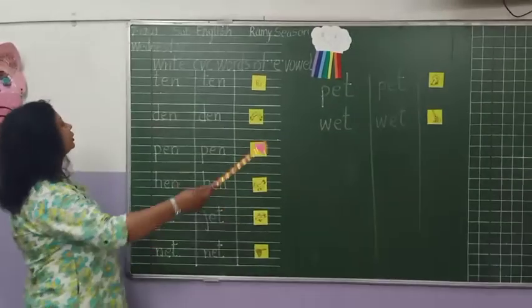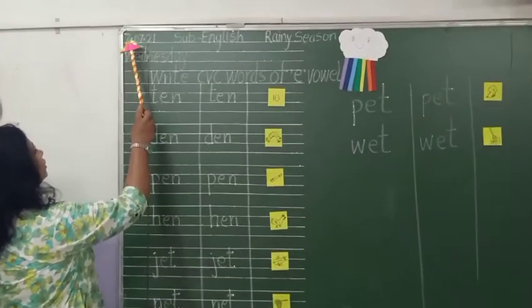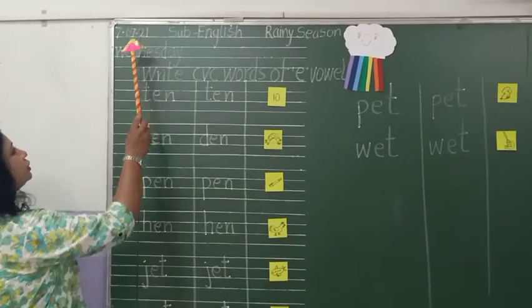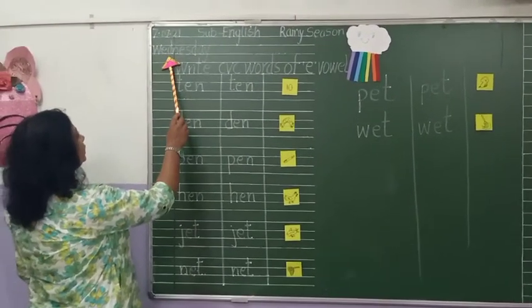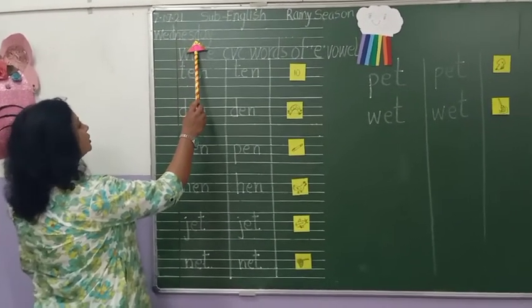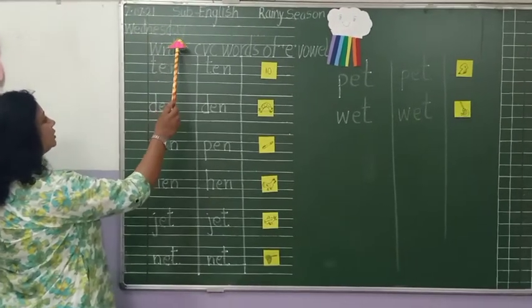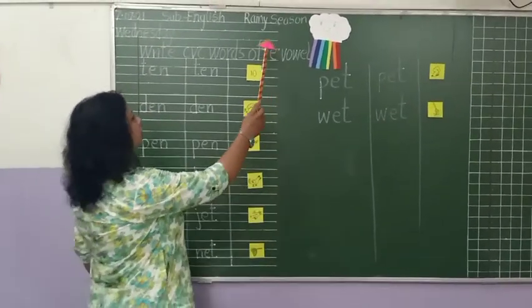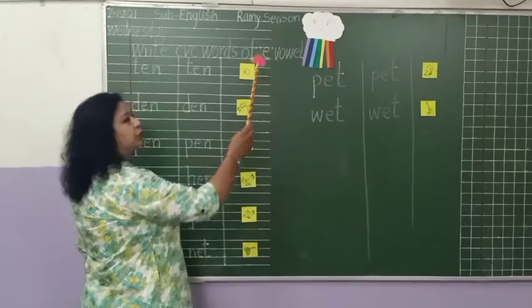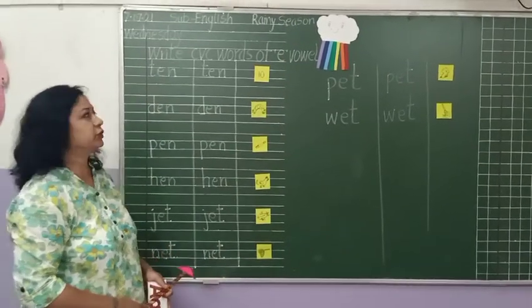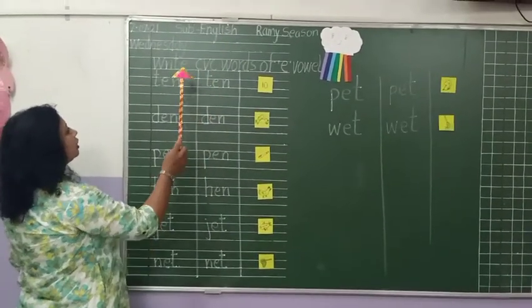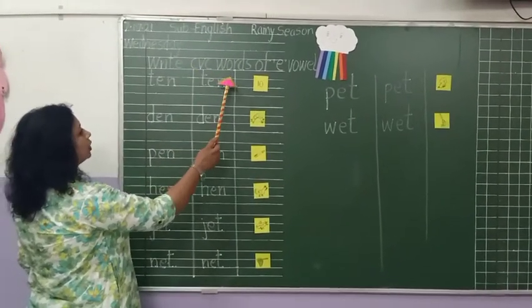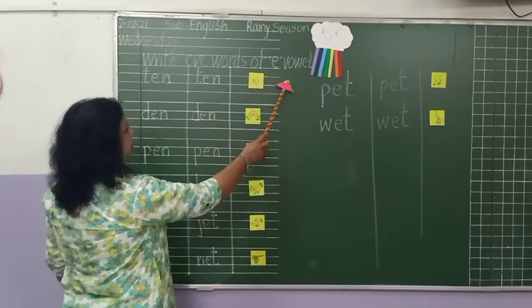Let's start with the day. Today is 7th July 2021 and the day is Wednesday. Which season is going on? Yes, it's rainy season. Today in English subject, we will learn how to write CVC words of E vowel.